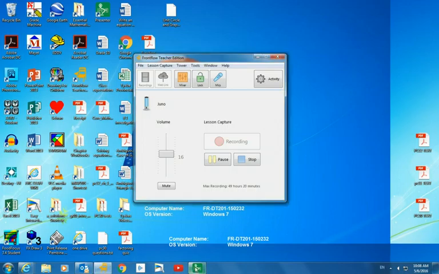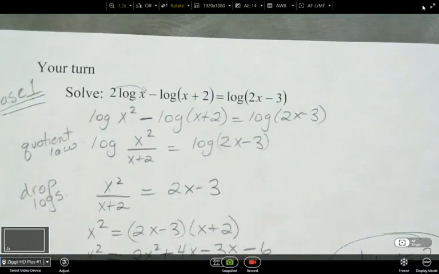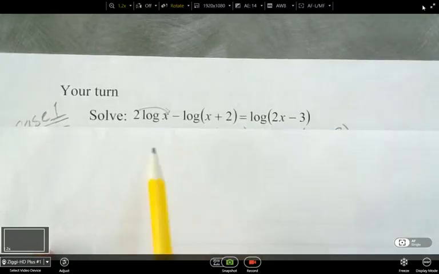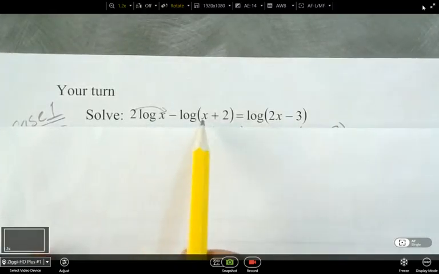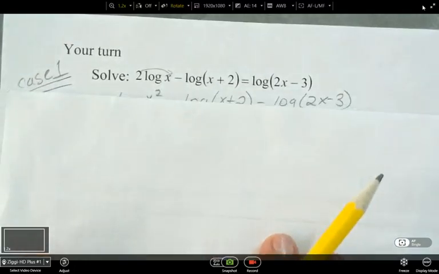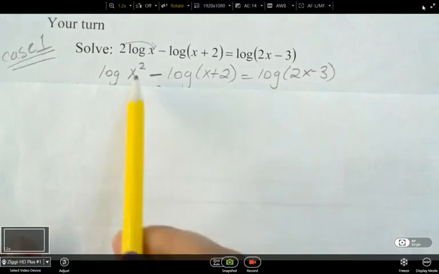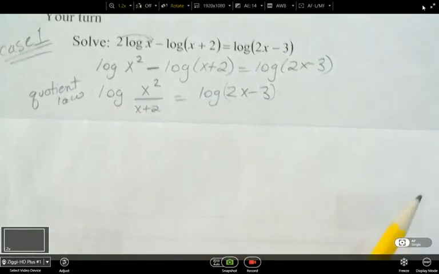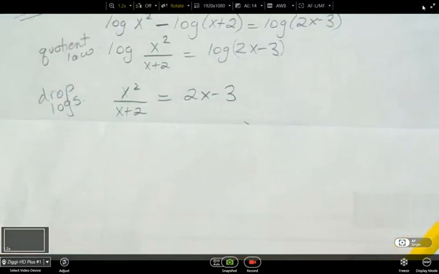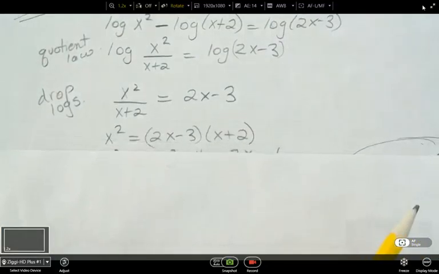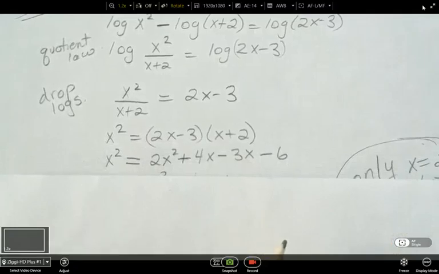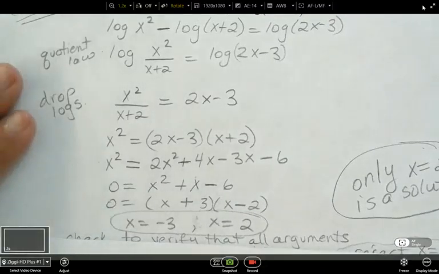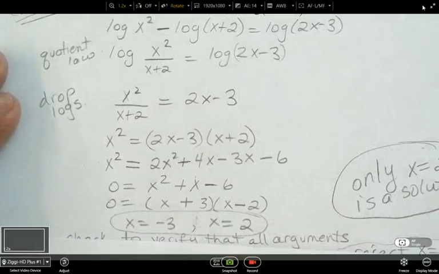Okay, so now let's go over these questions. We're looking at this one here, right? Now this turns out to be the case 1 question where you've got log plus log equals a log. So you want to simplify it using your log laws, and we use the quotient law on the left side here. And then once we've got them both equaling logs, now we can drop our logs and solve for x. So the next step is to simplify, solve for x, and then we've got a simple quadratic that we can factor. And once we get that, we end up getting x equals negative 3 and x equals 2.